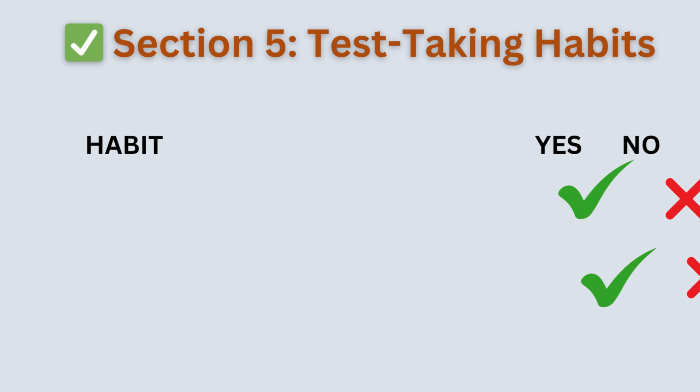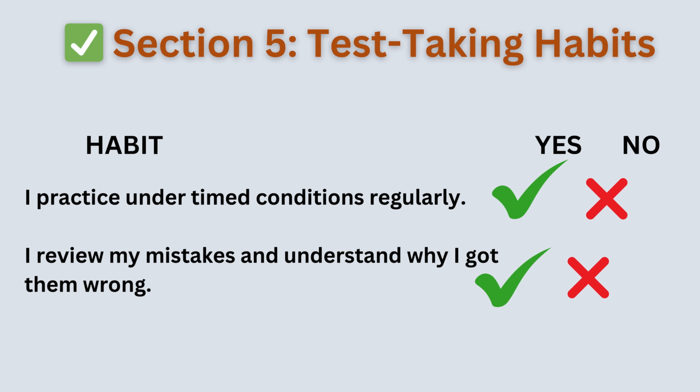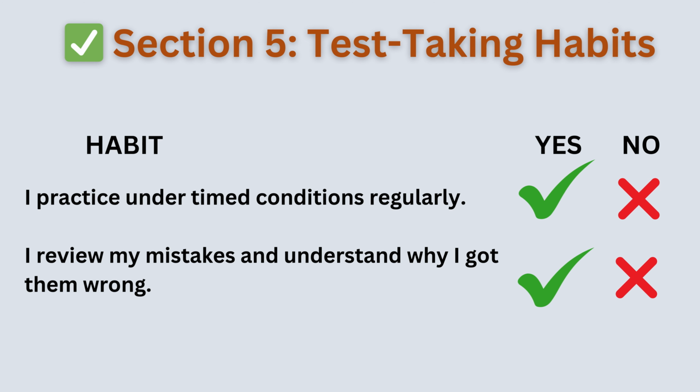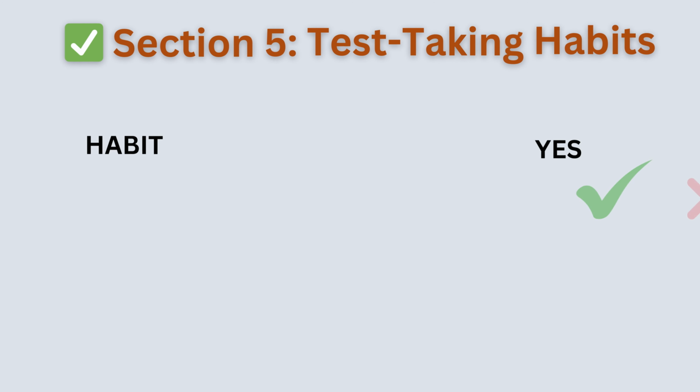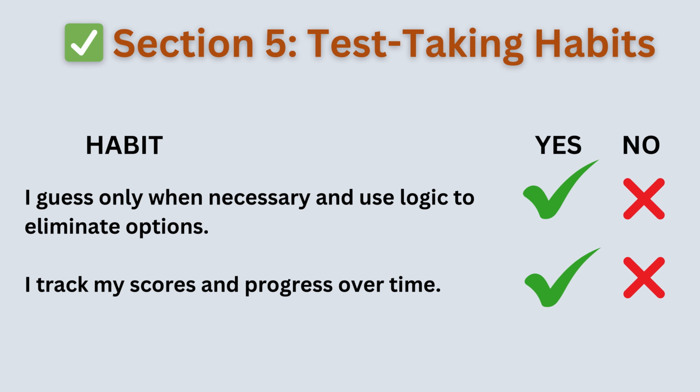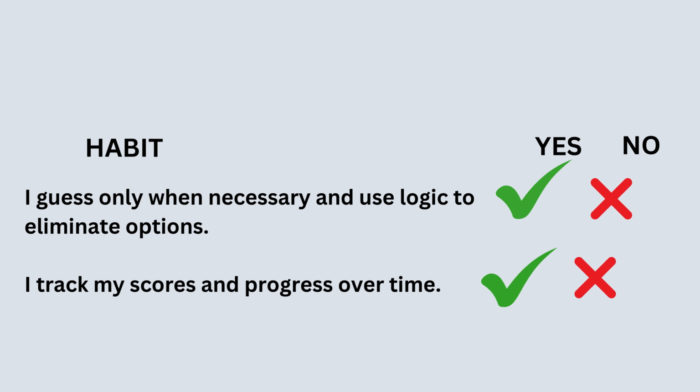Section 5. This is related to test-taking habits. I practice under timed conditions regularly. I review my mistakes and understand why I got them wrong. I guess only when necessary and use logic to eliminate options. I track my scores and progress over time.